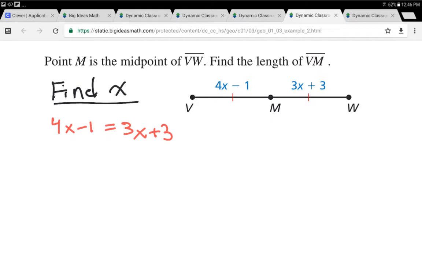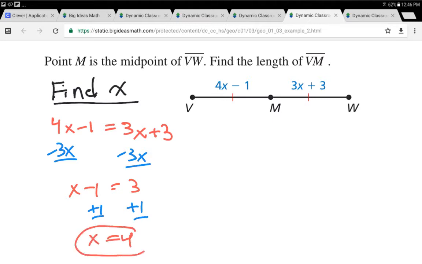All right, so now we'll solve our equation. Let's see. I will start by taking 3x from both sides, and that's going to leave us with x minus 1 equals 3, and then I'll add 1 to both sides, and that's going to leave us with x equals 4.